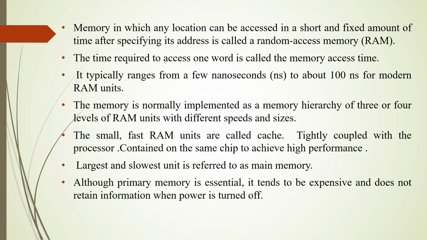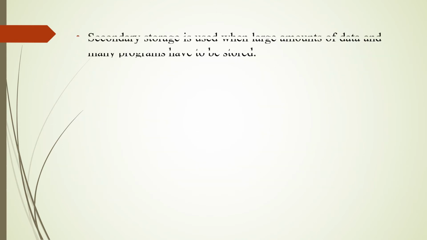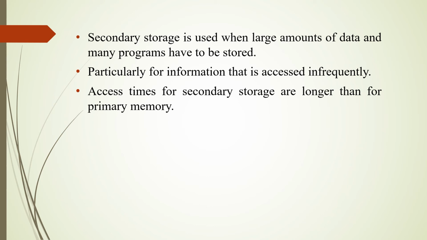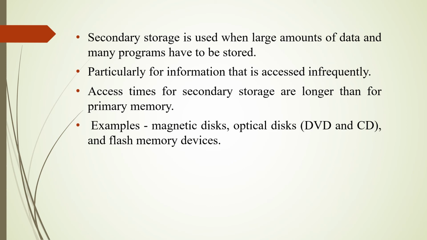Although the primary memory is essential, it tends to be expensive and does not retain information when power is turned off. That's why secondary storage comes into the picture, which can store large amounts of data and many programs, particularly information that is needed or accessed infrequently. Access times for secondary storage are longer than for primary memory. Examples of secondary storage devices are magnetic disk, optical disk, and flash memory devices.